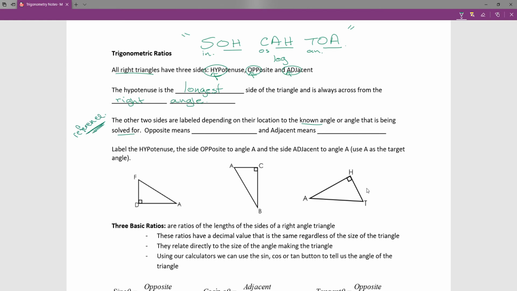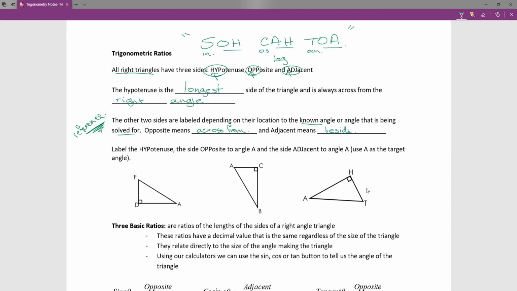It depends on your point of view. So the opposite means across from, because we've already been doing that with the sides being opposite to the angle letter, right? And adjacent, if someone sits adjacent to you, it means that they sit beside you. And so again, it depends on the angle.